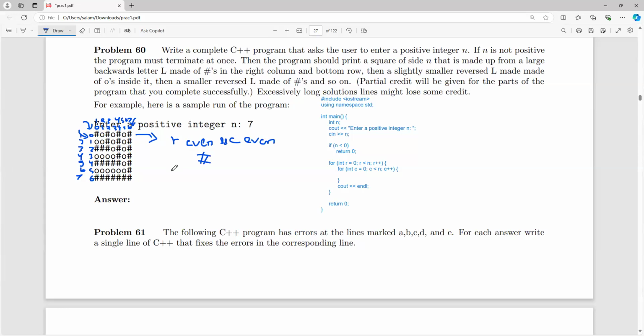Pound sign otherwise. Otherwise, if R is even and C is odd, you print a 0. Okay, or this is O. Yeah, it's an O.